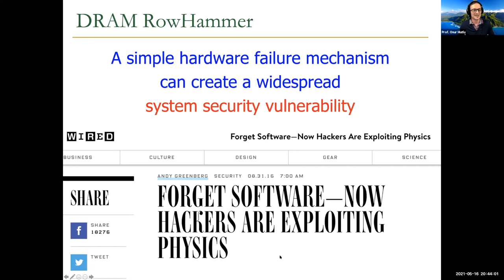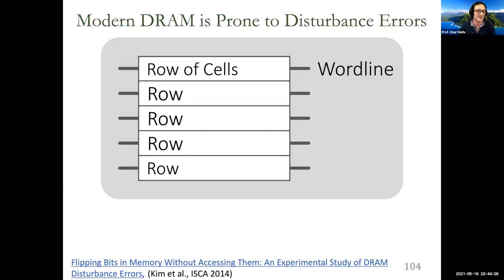And I like this because this is a very nice high-level description of what Rowhammer is really about. It's about physics in the end. Let me tell you what it is, essentially. If you look at DRAM, it consists of rows of DRAM cells. I showed you earlier a DRAM cell. Imagine each row being 8 kilobytes and imagine tens of thousands of rows in a chip.